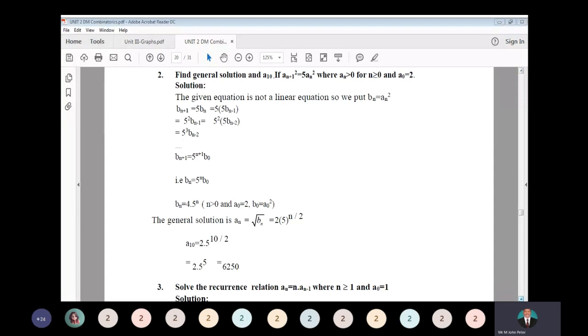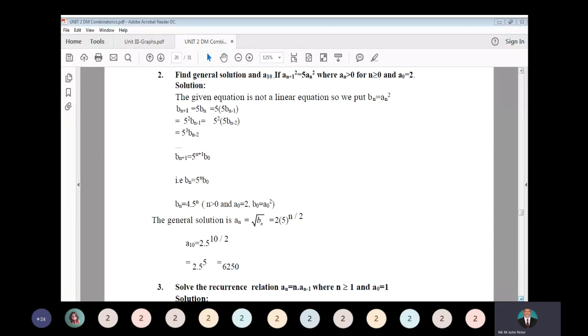So and so on, we will get bn plus 1 is equal to 5 power n plus 1 into b naught. That is nothing but bn equal to 5 power n into b naught. So that is bn is equal to 4 into 5 power n, where n greater than 0 and a naught equal to 2. So as per the given condition, a naught equal to 2, b naught equal to a naught square, corresponding square when you take it, will give us 4. Okay. So the general solution is an equal to root of bn. So that is root 4 as 2 and root of 5 power n, that means 5 power n by 2.